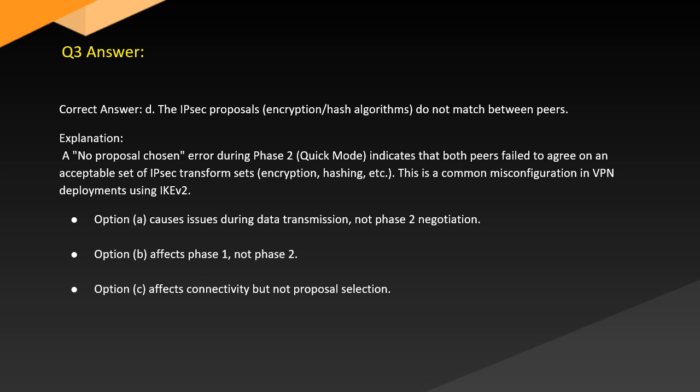Option A causes issues during data transmission, not Phase 2 negotiation. Option B affects Phase 1, not Phase 2. Option C affects connectivity but not proposal selection.